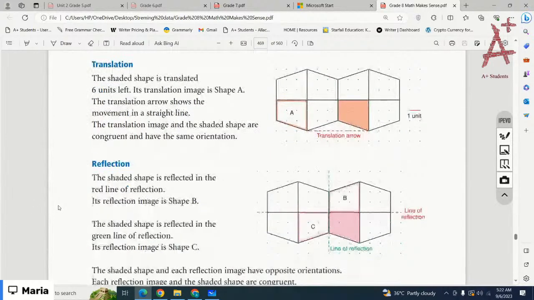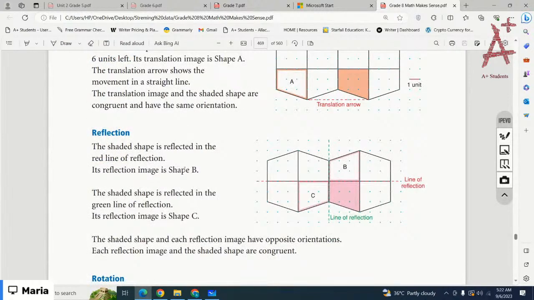Then the shaded shape is reflected in the red line of reflection. The red line is the line of reflection and it is reflected like this, right? The shaded shape is reflected in the green line of reflection. Its reflection image is shape C. The shaded shape and each reflection image have opposite orientations. Each reflection image and the shaded shape are congruent.